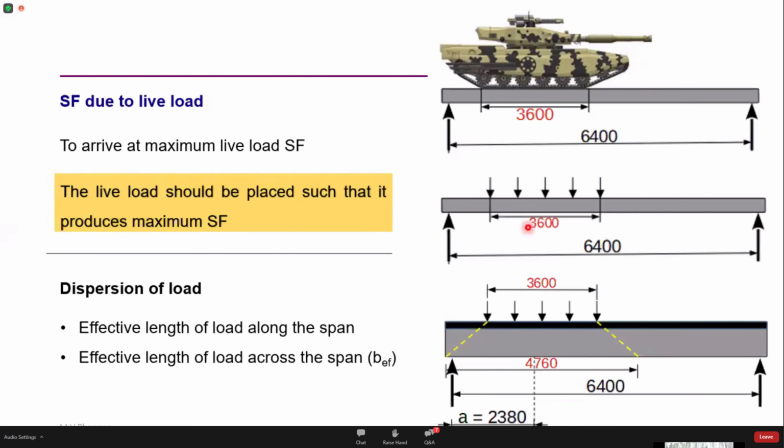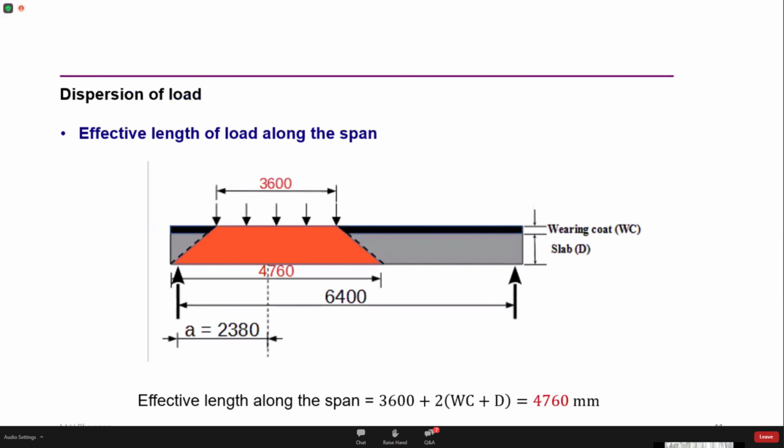So again, once we finalize the position of the load, then the next thing is we need to calculate what is the effective length of the load along the span and what is the effective length of the load across the span. So again, going back to the fundamentals, first we'll find out what is the dispersion of the load. First condition would be along the span.